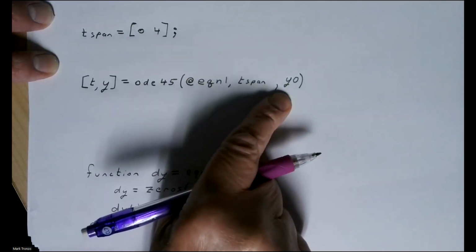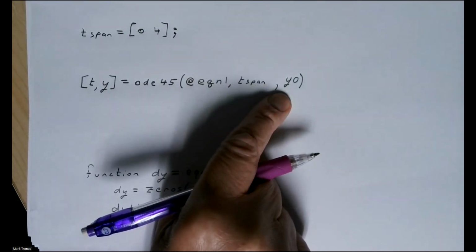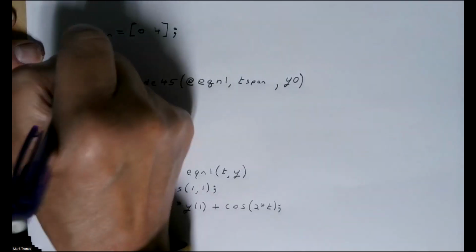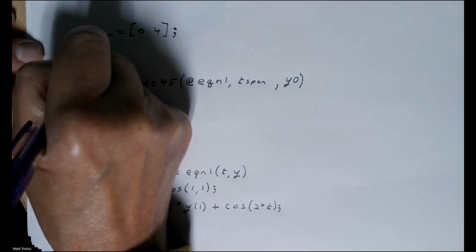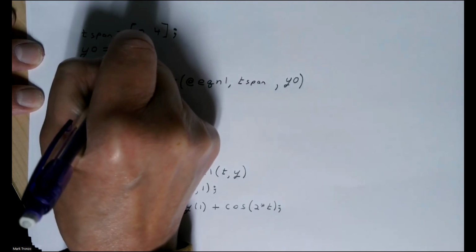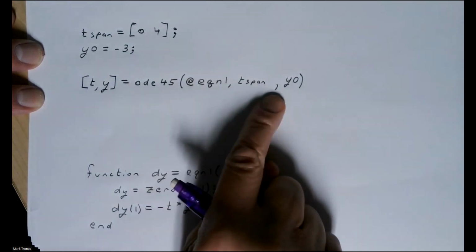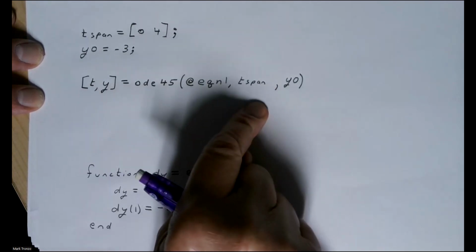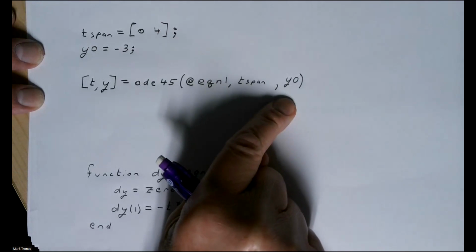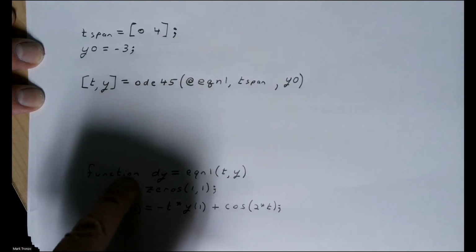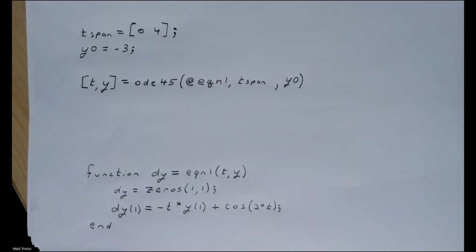And then we want our initial condition, and according to our problem, our initial condition was -3. So we're going to make Y0 equal -3. Now, what I'm naming these is completely arbitrary. You could put the time span directly in here, you could put the initial condition directly in here, but sometimes I find it easier to do it this way, because then I can use the same code for a different differential equation.